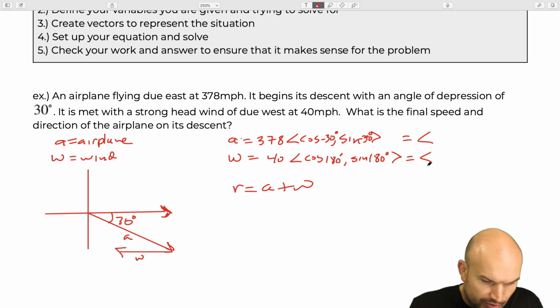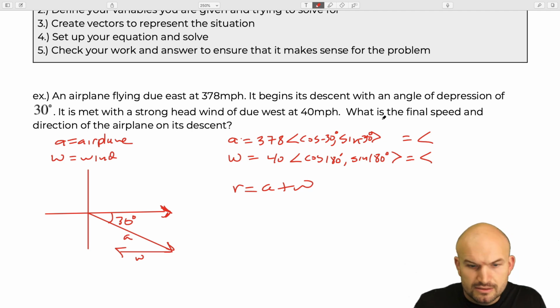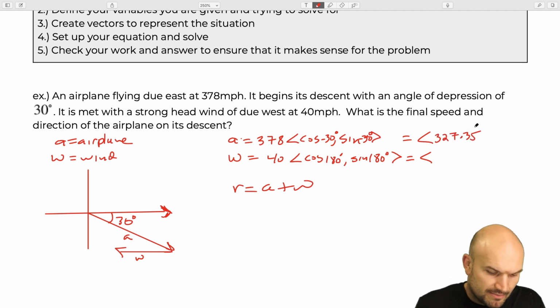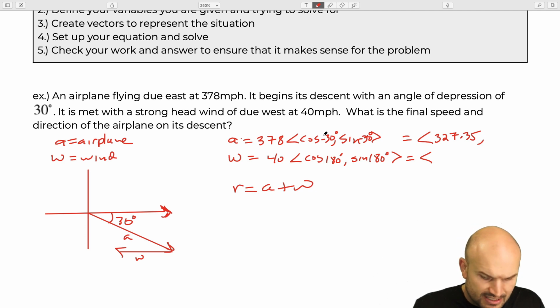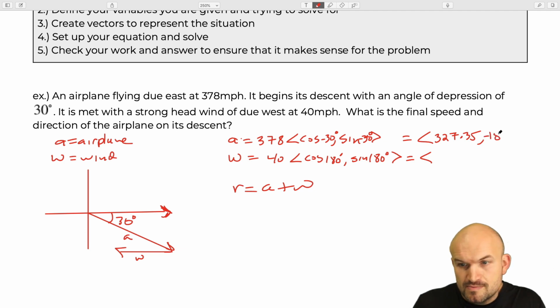So let's go ahead and do 378 times the cosine of negative 30. All right, and you know what I'm going to do? That's 327.35. Now I'm going to store that as alpha A. And then comma. Then let's go ahead and do 378 times the sine of negative 30 degrees. And that's 189. Negative 189, sorry.